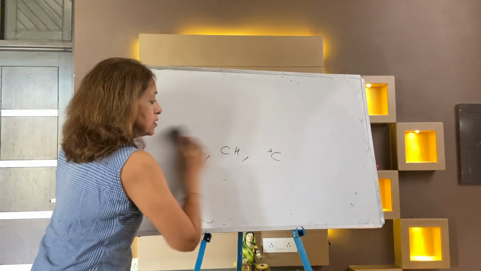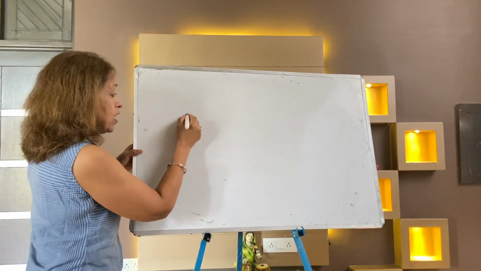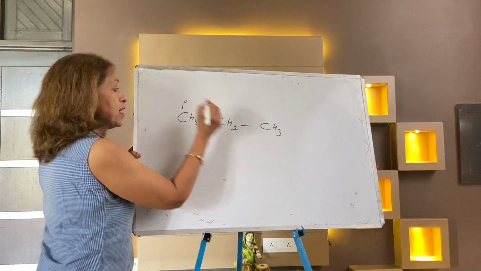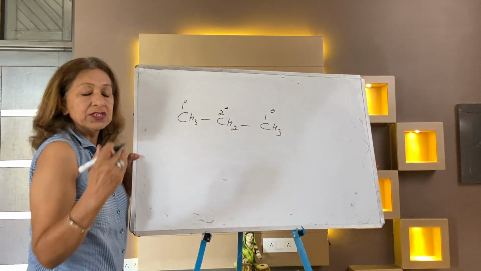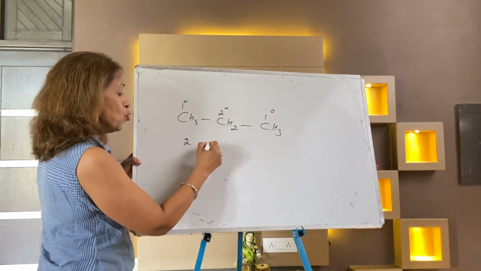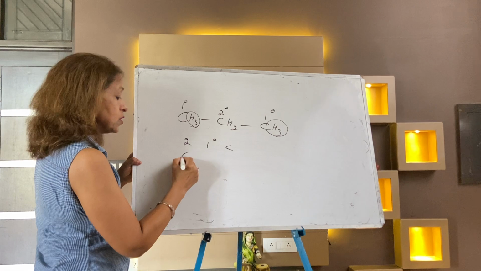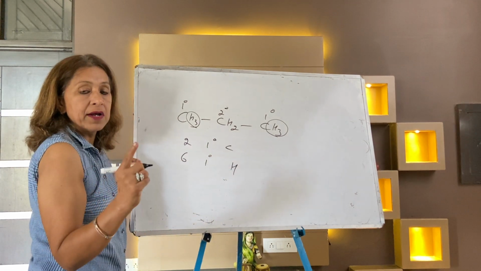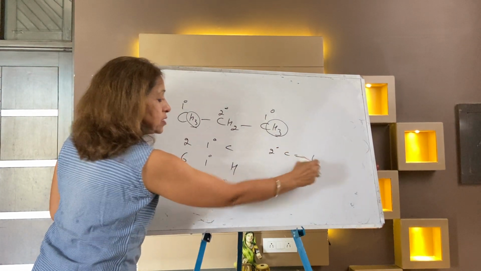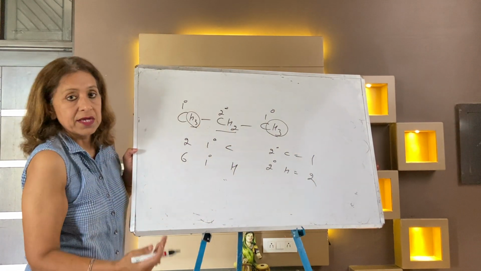Now the third is to count how many primary carbon, secondary carbon, and so on. I'm taking CH3, CH2, CH3. It's a simple alkane, so CH3 is primary, CH2 is secondary. How many primary carbon? There are two primary carbon, and 3 plus 3, there are 6 primary hydrogen. How many secondary carbon? Just one, and secondary hydrogen is two.